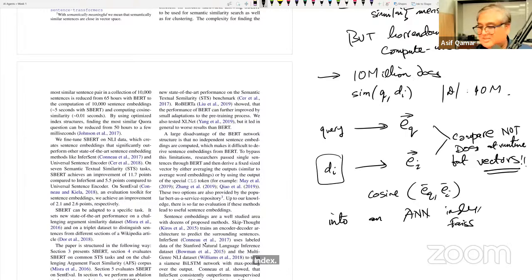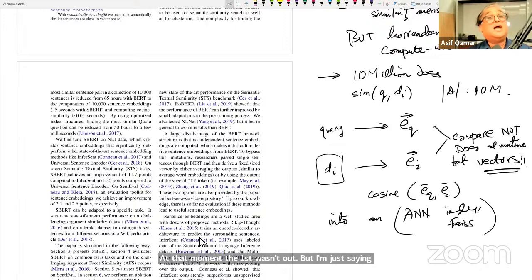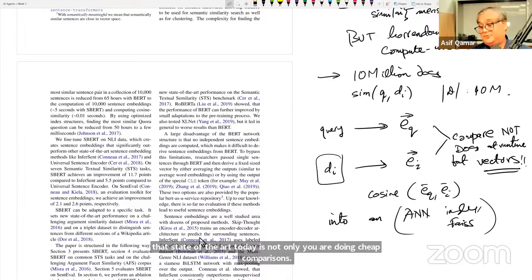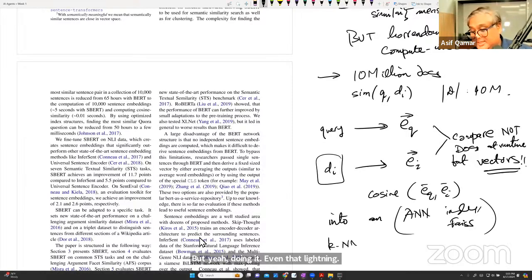At that moment, FAISS wasn't out, but I'm just saying that state of the art today is not only that you're doing cheap comparisons, but you're doing it even that lightning fast. Because search results have been boiled down to just finding the k nearest neighbors, isn't it? And these vector indices do that very, very fast.